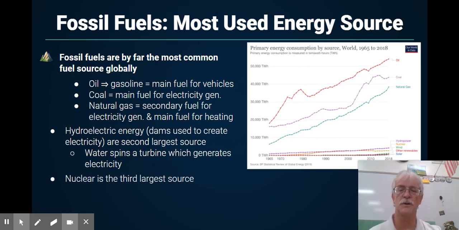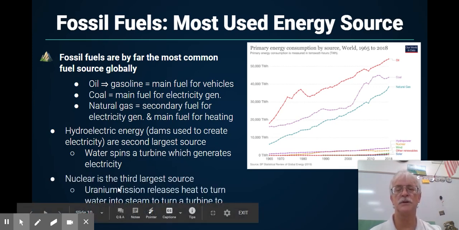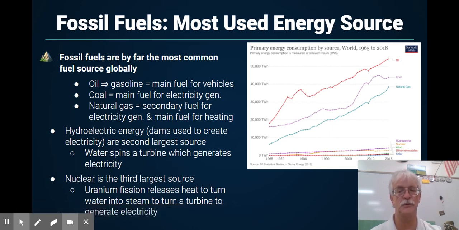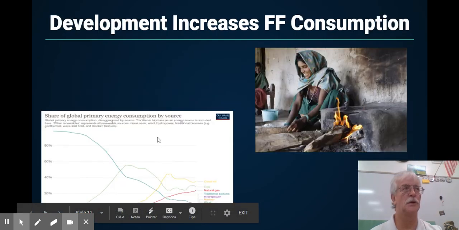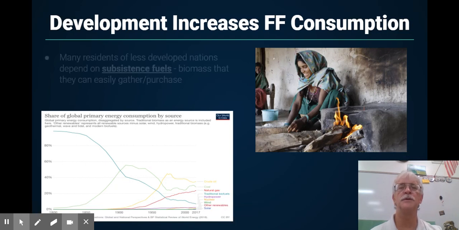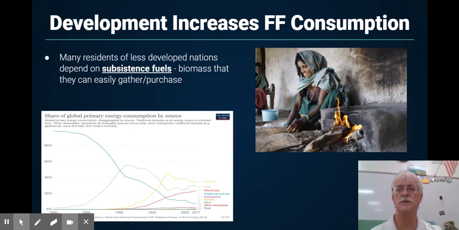Nuclear is the third largest source. What happens there is uranium fission, not explosion, but controlled fission, which boils water into steam. That steam turns a turbine, and the kinetic energy of the spinning is converted into electrical energy. So development increases fossil fuel consumption.